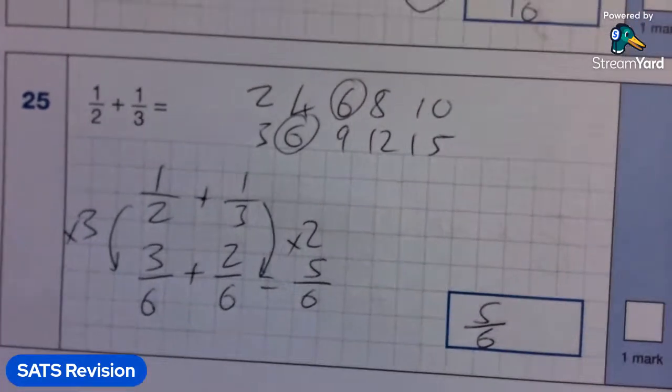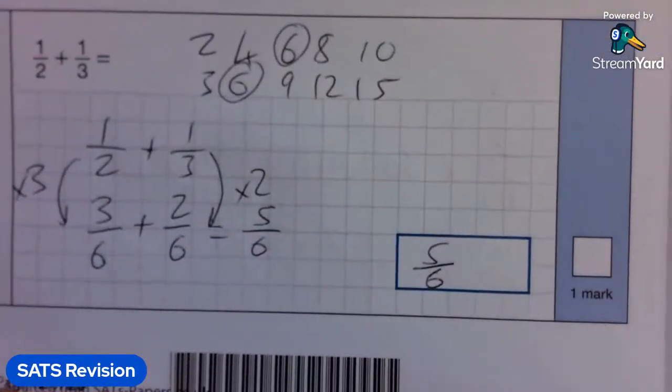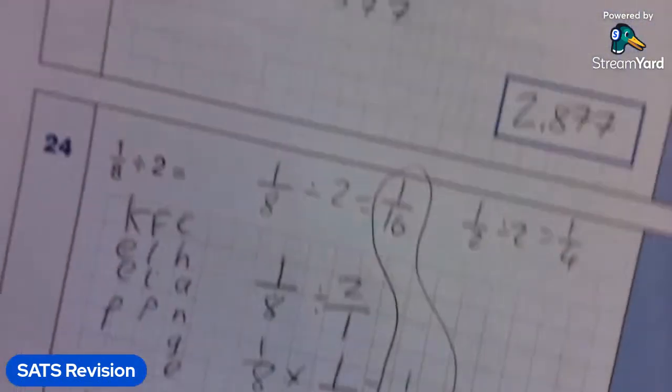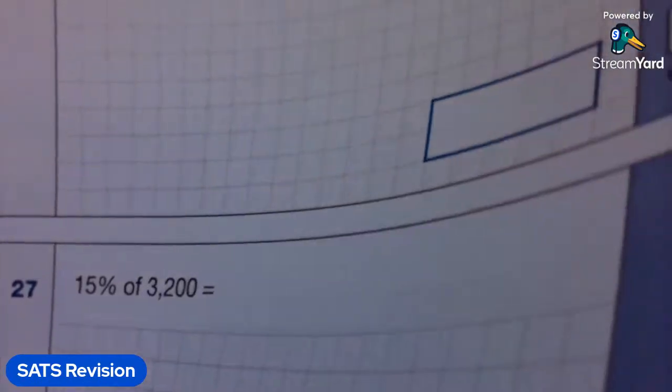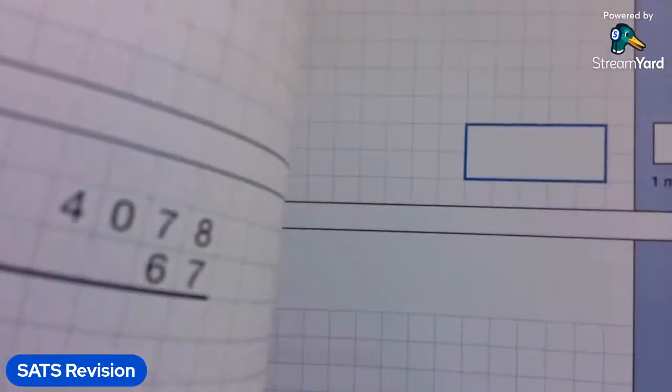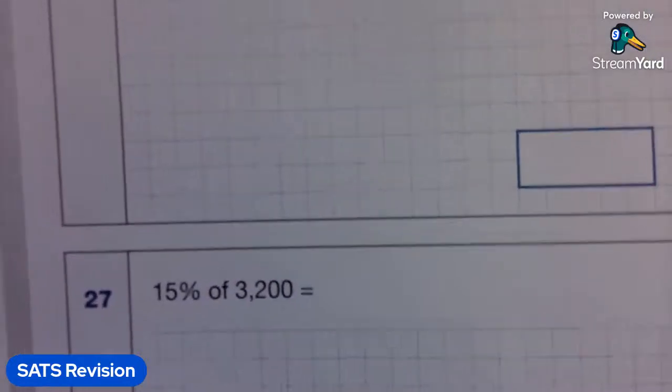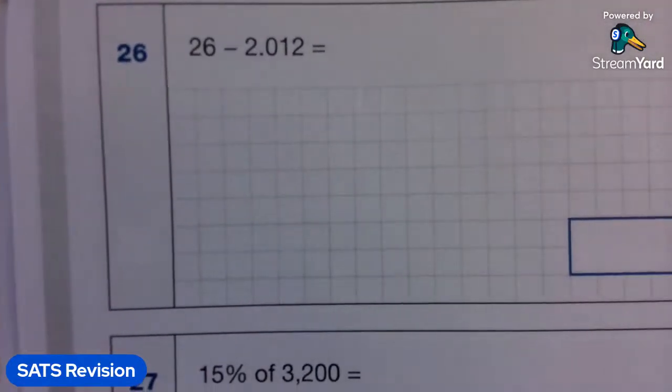There you go. Adding fractions can take a bit of time, and for 1 mark, they should give you more, really. Right. A few more to go. I think we've got about 40 questions done now. Oh, 36 questions. So we've got this.